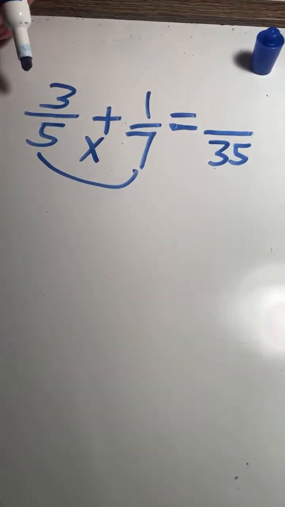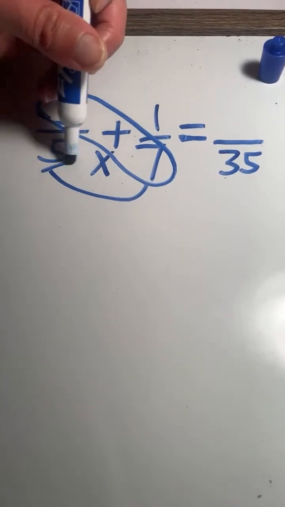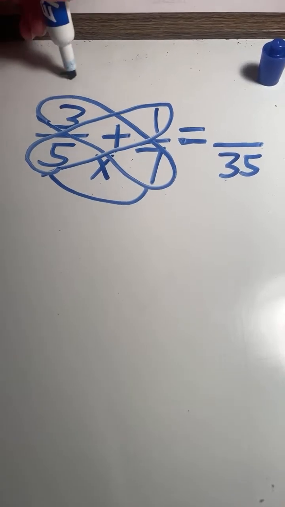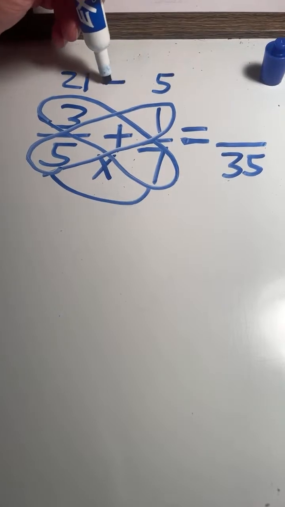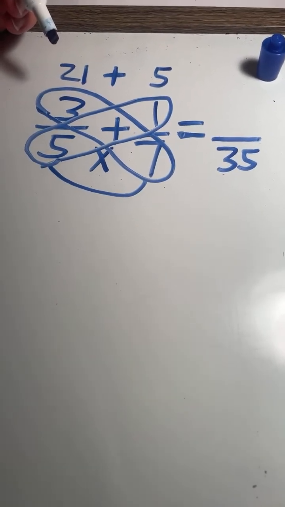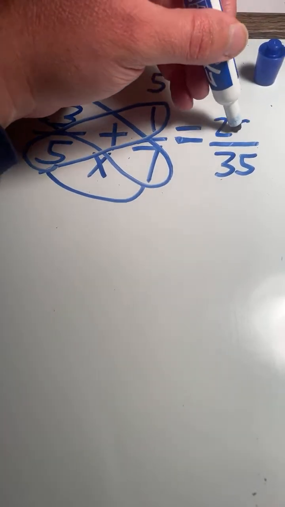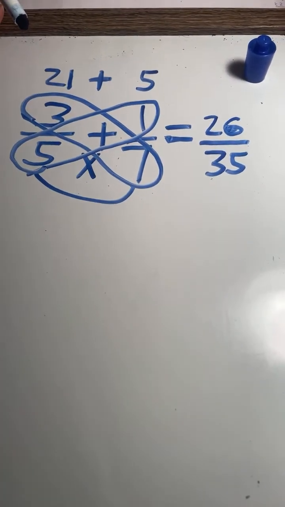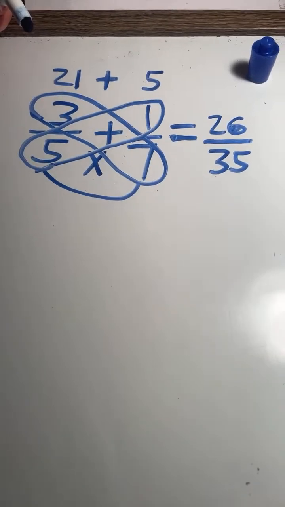Next, we cross multiply. Each numerator will get multiplied by the opposite denominator. So here we go. 3 times 7 equals 21. 5 times 1 equals 5. Now the next step is simply to add our numerators. 21 plus 5 equals 26. And we have our final answer. 3/5 plus 1/7 equals 26/35.